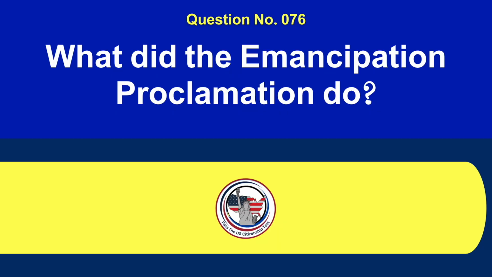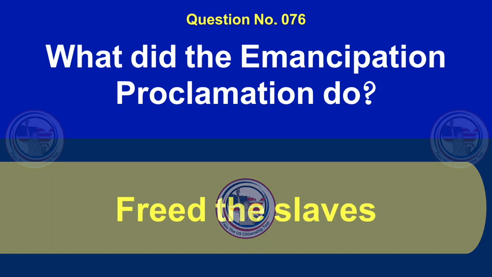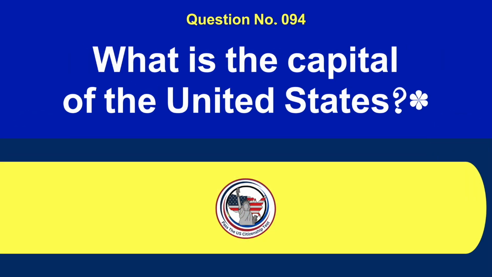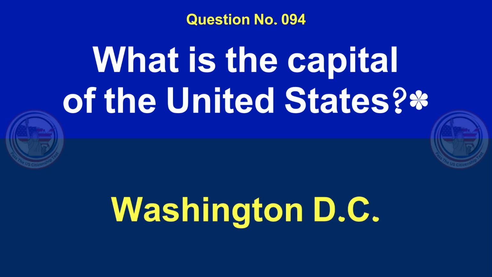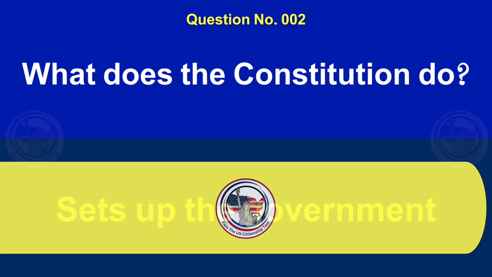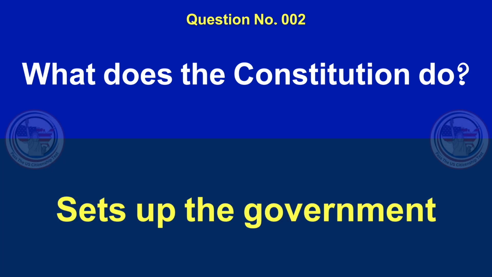What did the Emancipation Proclamation do? Freed the slaves. What is the capital of the United States? Washington, D.C. What does the Constitution do? Sets up the government.